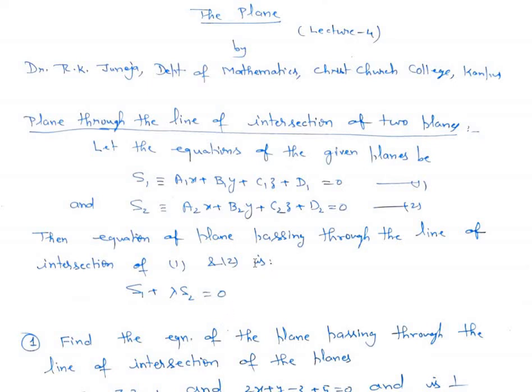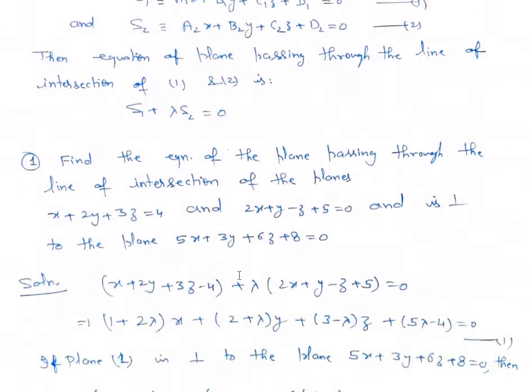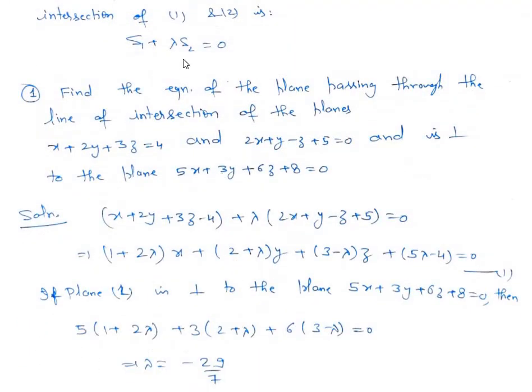Remember, when two planes intersect we get a straight line, just as when two lines intersect we get a point. Okay, now let's take two examples based on this formula. First example, find the equation of the plane passing through the line of intersection of the planes x plus 2y plus 3z is equal to 4 and 2x plus y minus z plus 5 is equal to 0, and perpendicular to the plane 5x plus 3y plus 6z plus 8 is equal to 0.